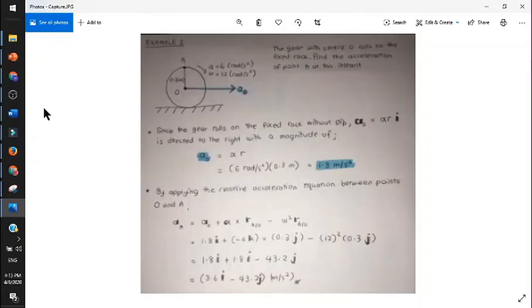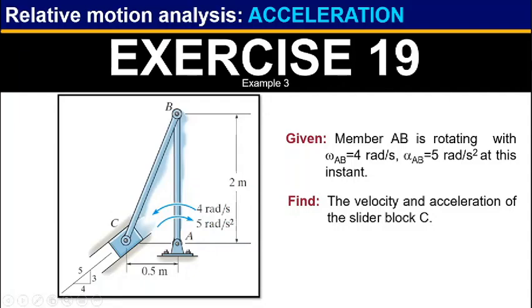Alright, the third example, exercise 19. Member AB is rotating with omega AB equal to 4 radian per second and alpha AB equal to 5 radian per second squared. At this instant, the direction of motion is different between omega and alpha. Please take note of that. Find the velocity and acceleration of the slider block C. Alright, let's see the solution together.